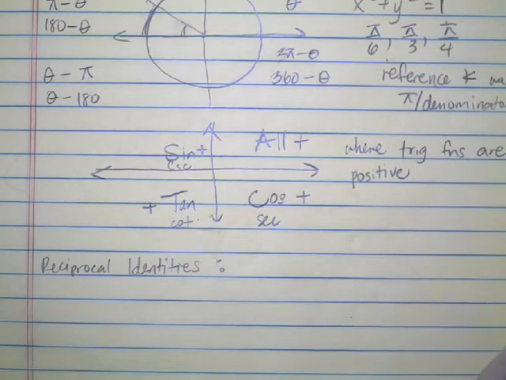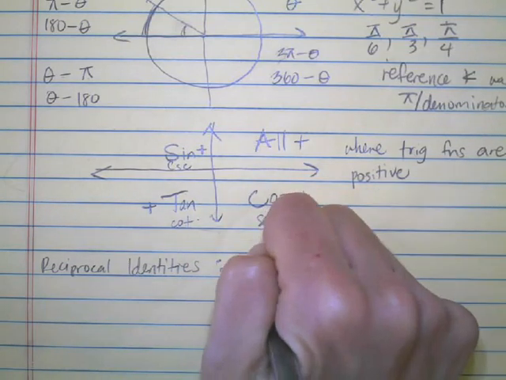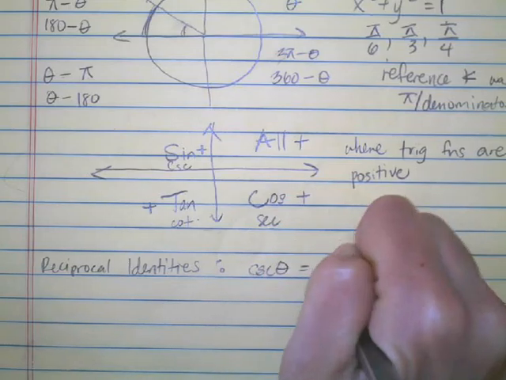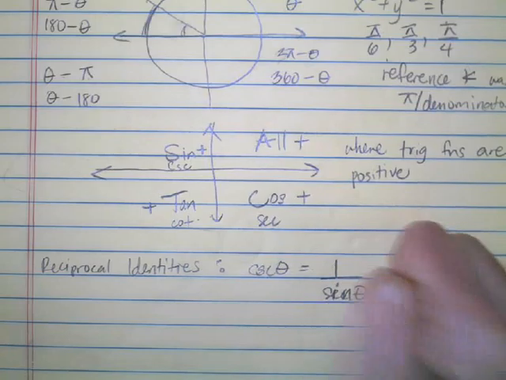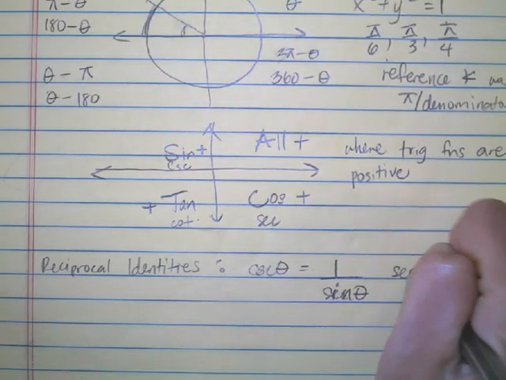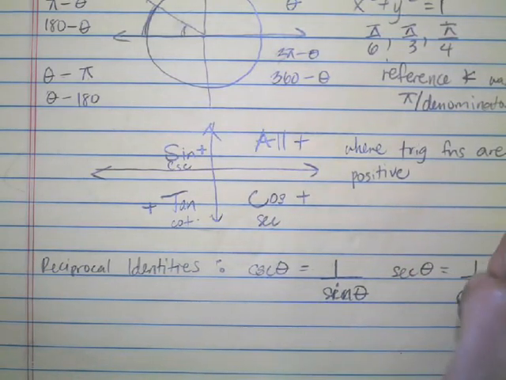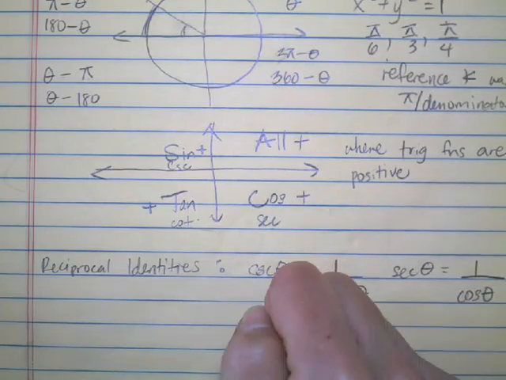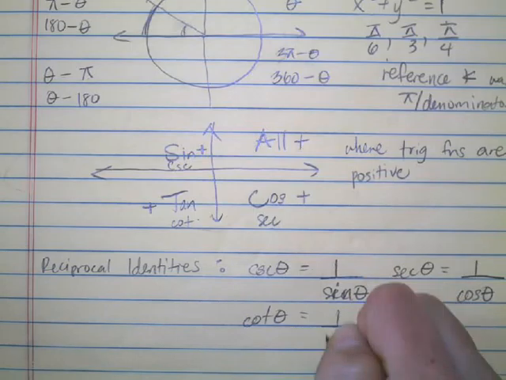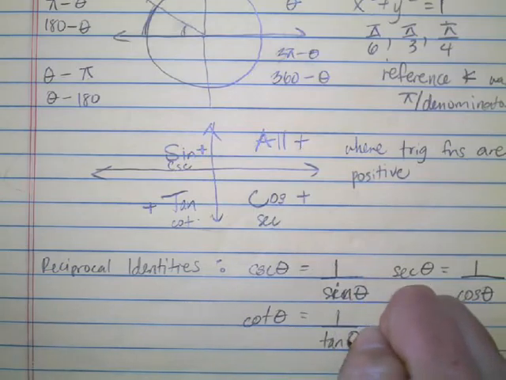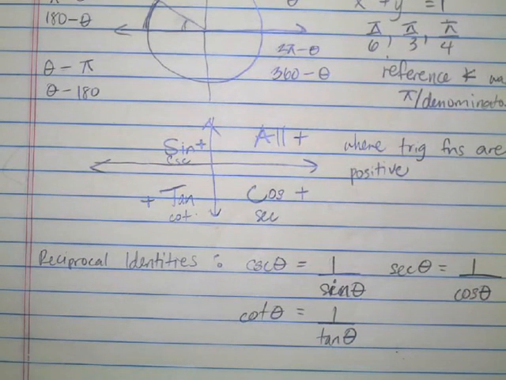You don't have to know the name of them, you just have to know how to use them. So, remember we said cosecant was the buddy or the evil twin of sine, so that means it's the reciprocal of sine. Secant, the same idea with cosine. And cotangent, the same idea with tangent.